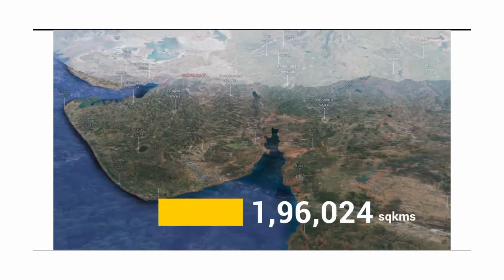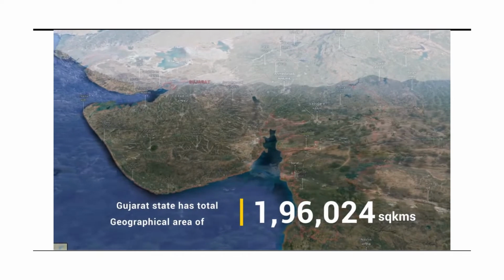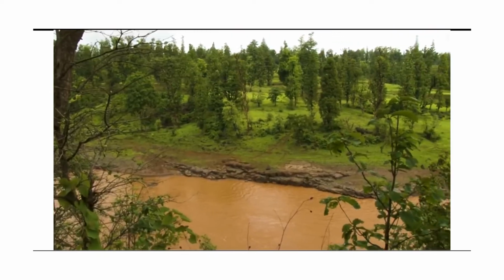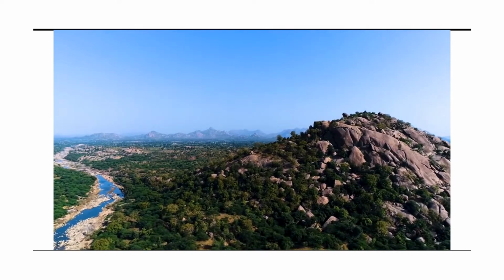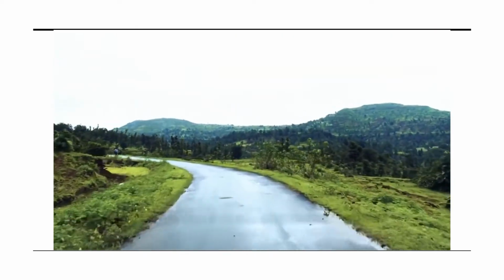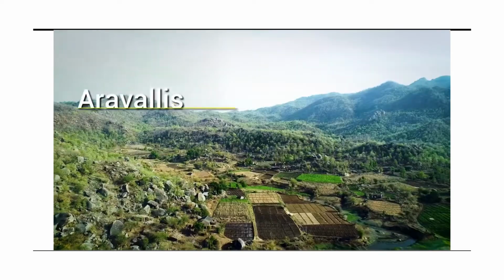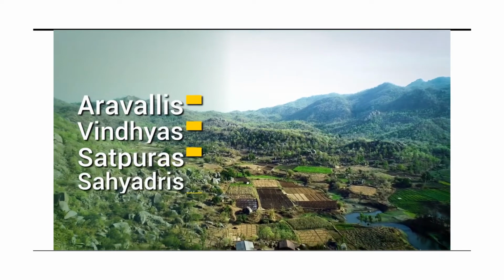Gujarat state has a total geographical area of 1,96,024 square kilometers, and the climatic condition of the state is tropical. The northern and the eastern borders are made up of mountains, which are themselves either the tails or offshoots of outside ranges like the Aravalis, the Vindhyas, the Satpuras and the Sahyadris.